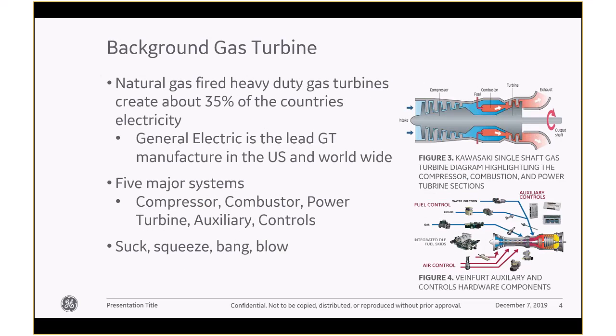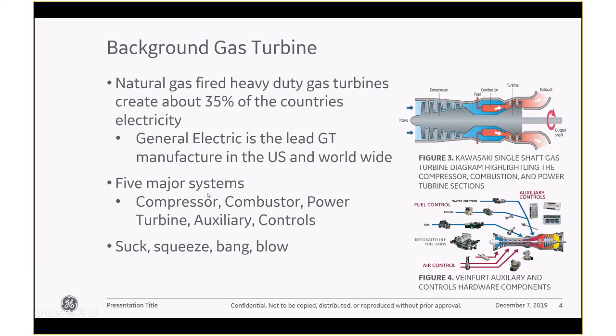So some more detail on a gas turbine. Natural gas-fired gas turbines create about 35% of the United States electricity. General Electric is a lead gas turbine manufacturer in the United States and the world. In fact, about 1/3 of the world's electricity is produced by various General Electric machinery.